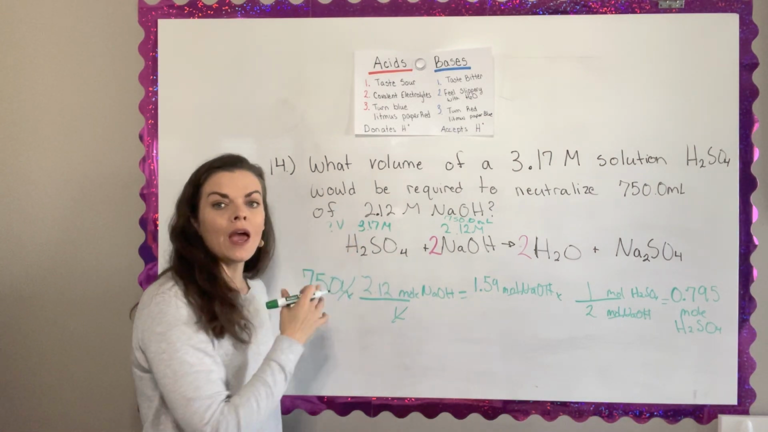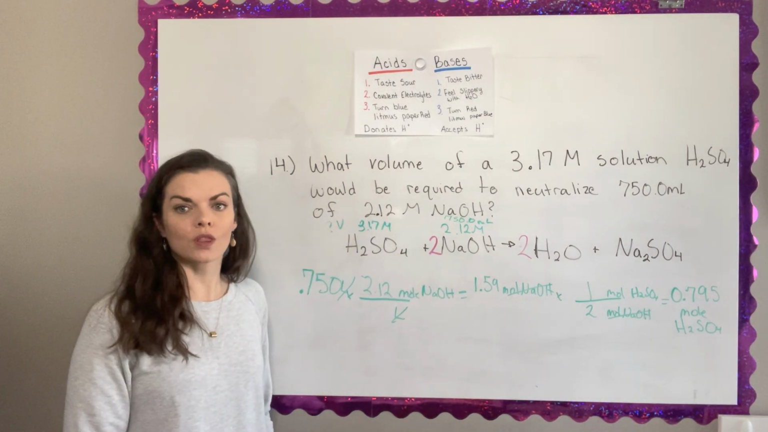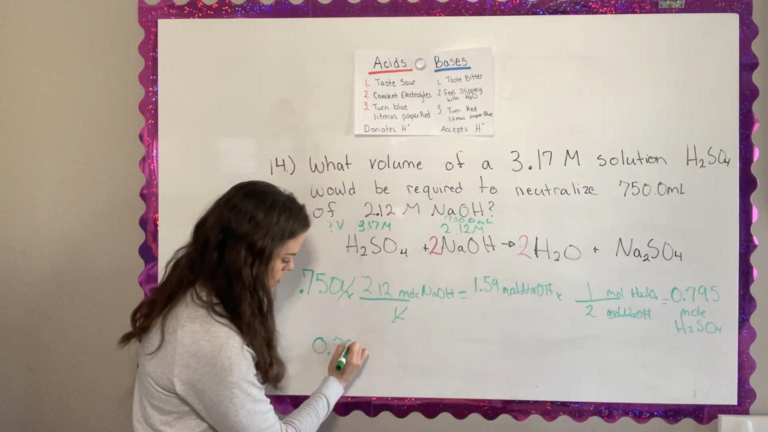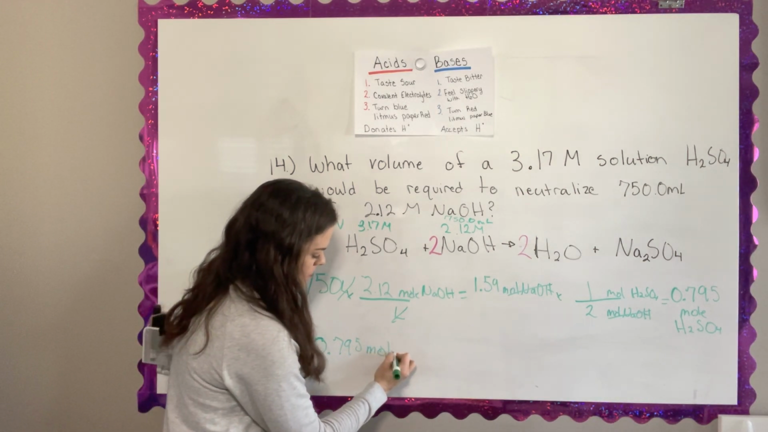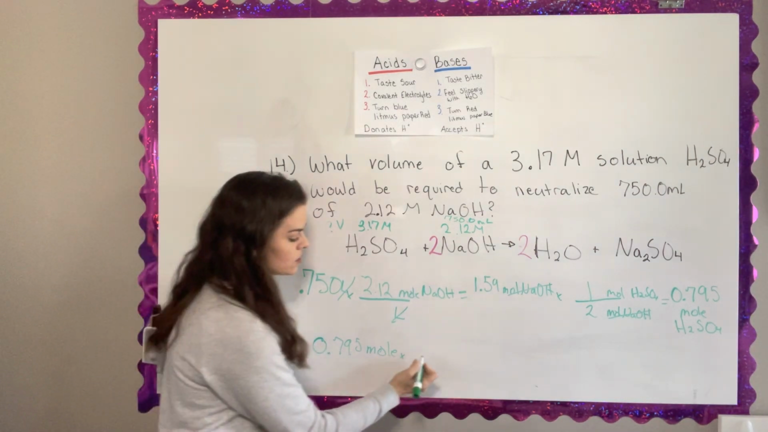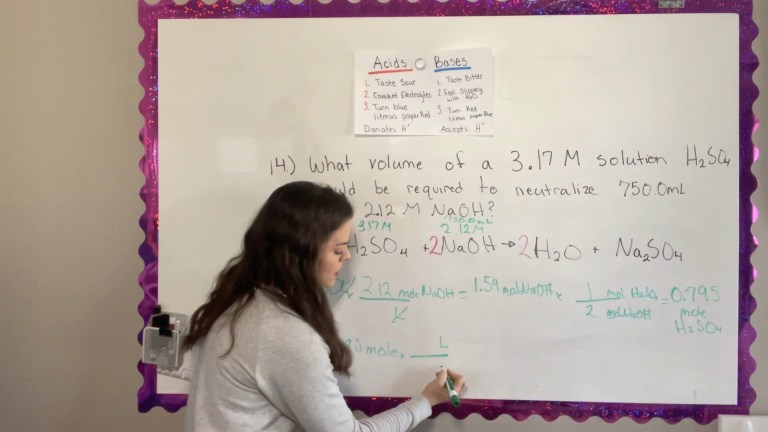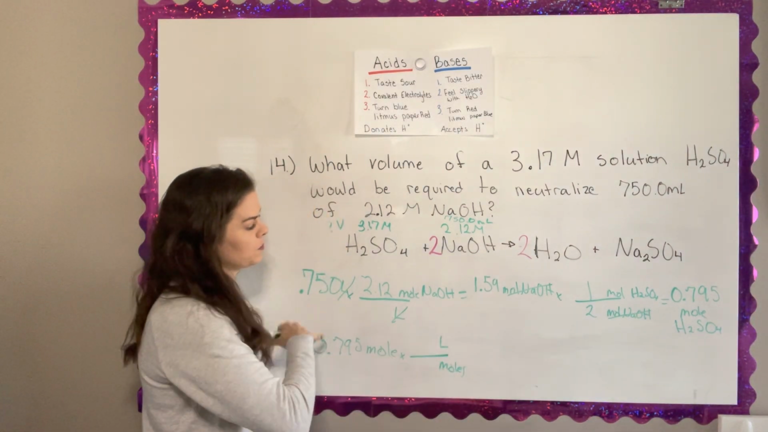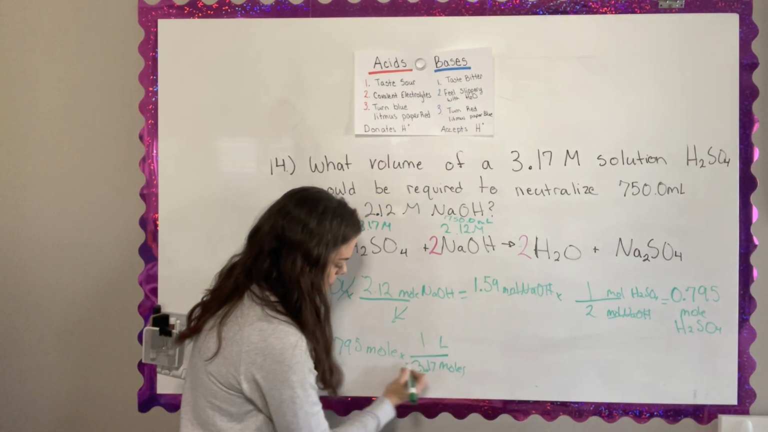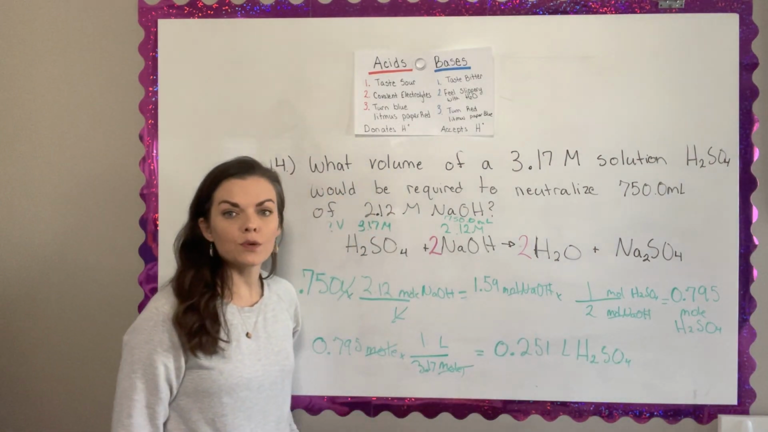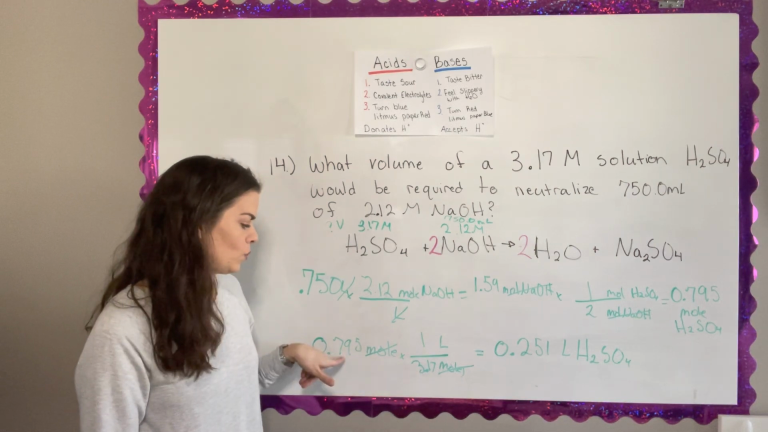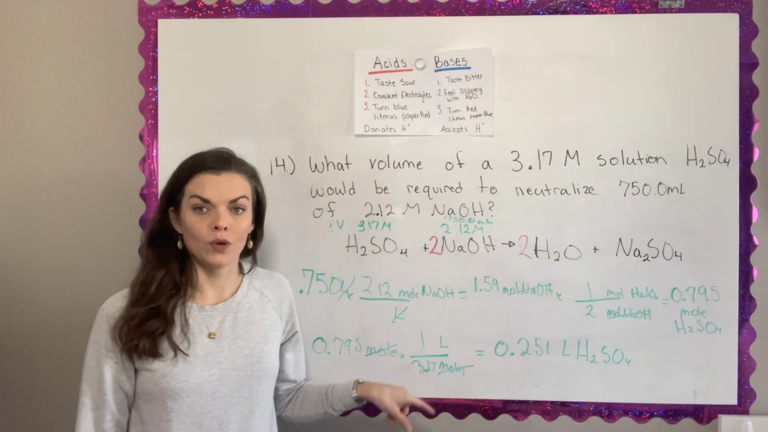And so now you can actually use your molarity of this. So we know molarity and we know moles, but we're looking for the volume. So I'm going to start with what I have. And if you'll remember, molarity is moles over liters. Since I'm looking for liters, I'm actually going to put liters on top and moles on the bottom. So I'm kind of flipping that one, 3.17. Moles cancels out, and I get 0.251 liters of H2SO4. So for this step, you would take 0.795 and divide it by 3.17.